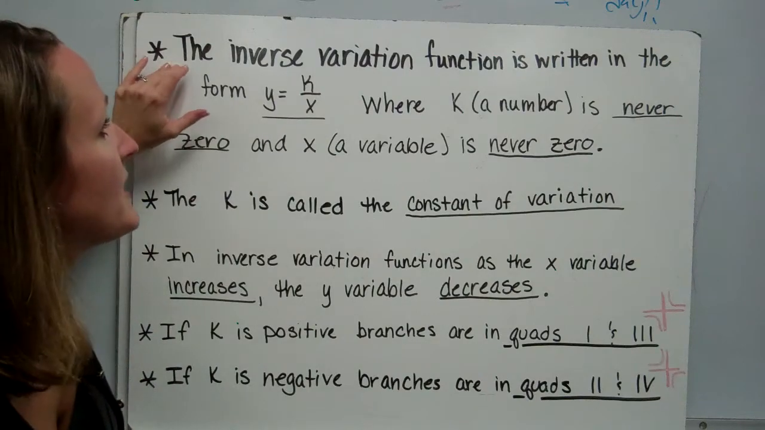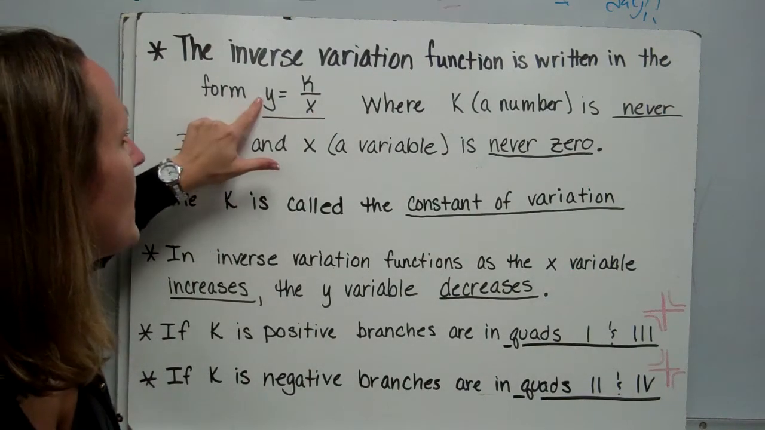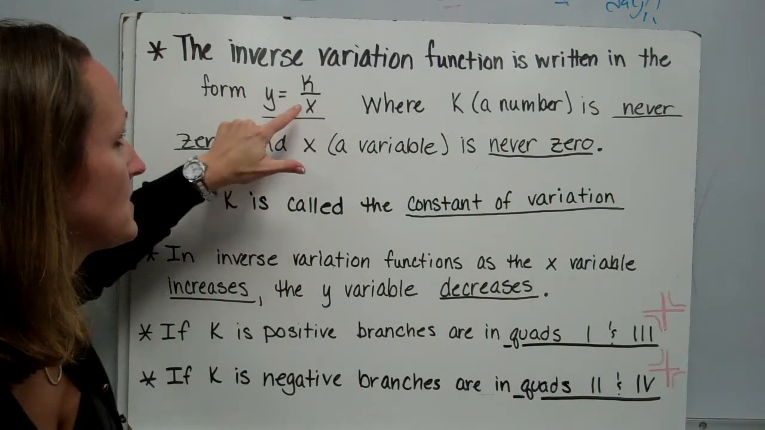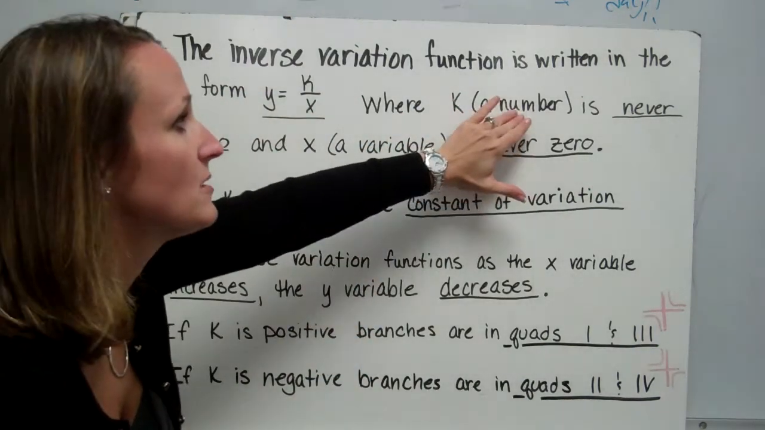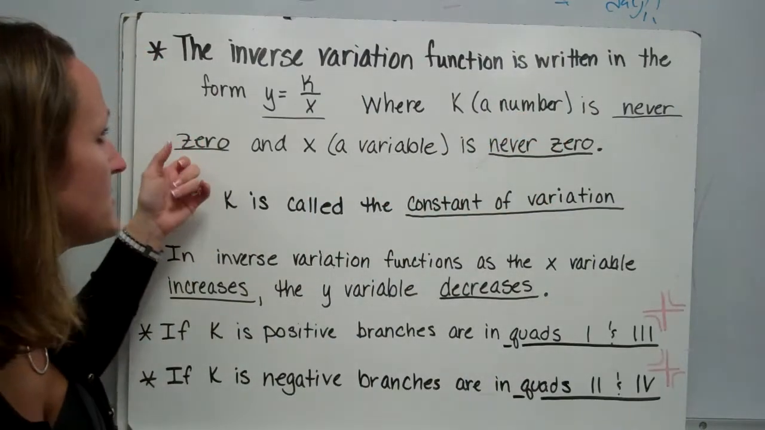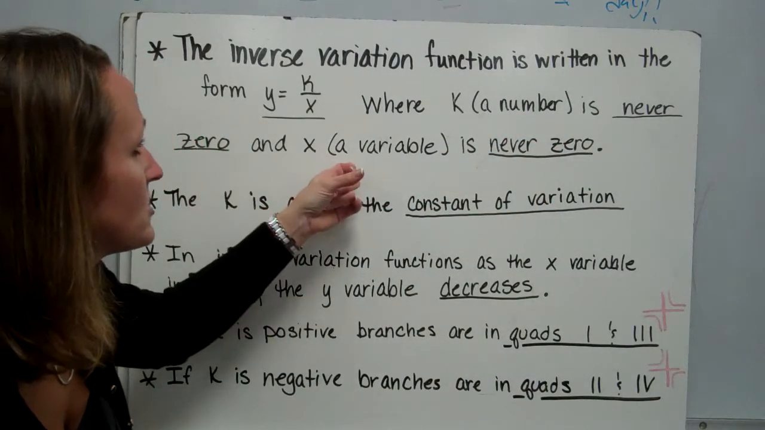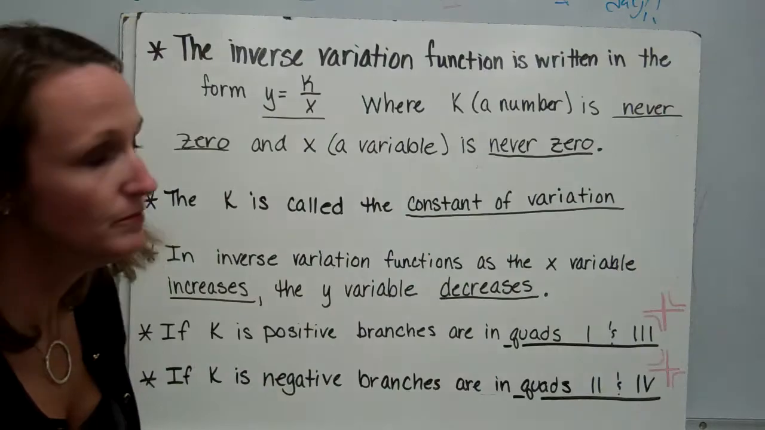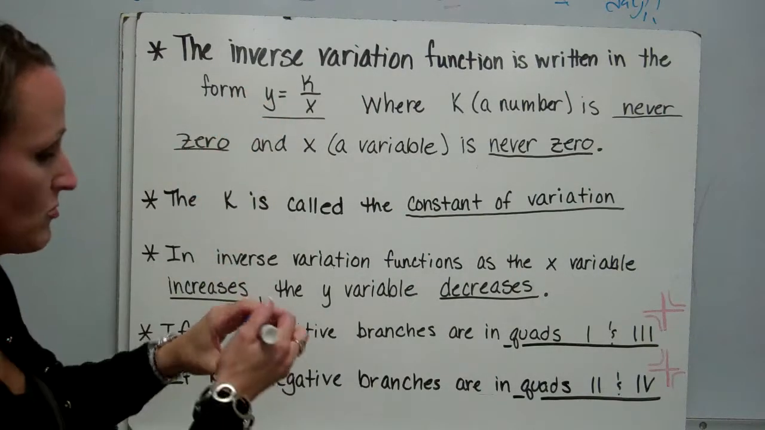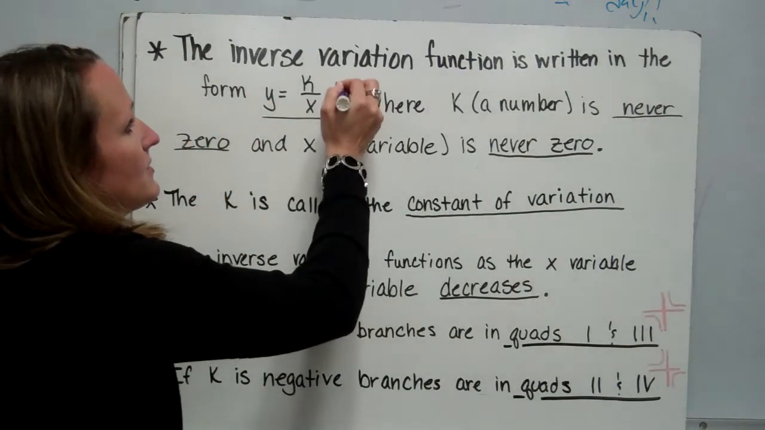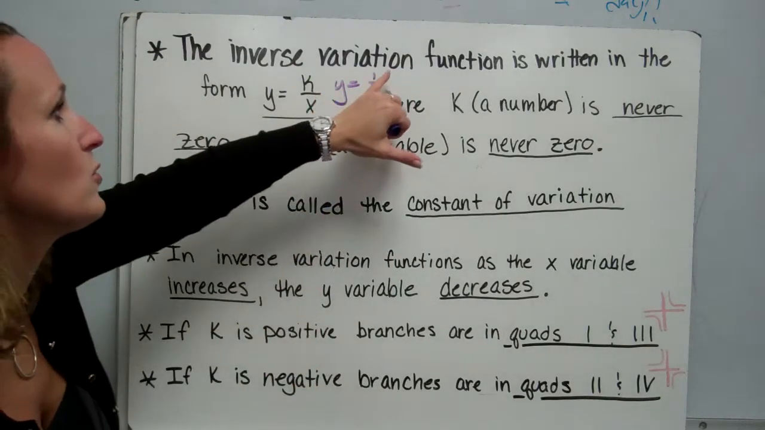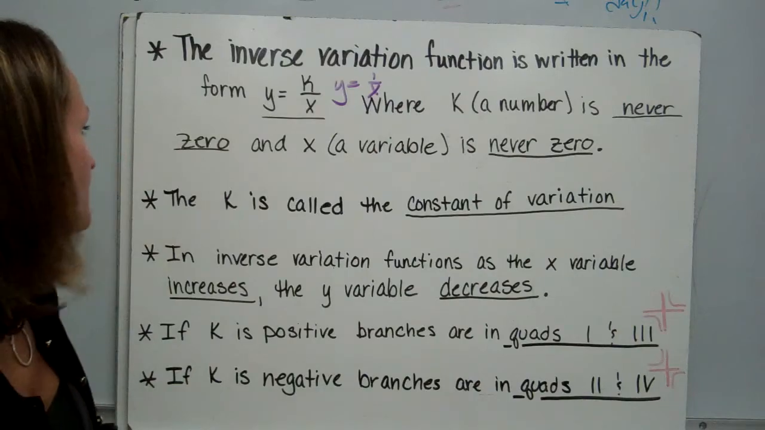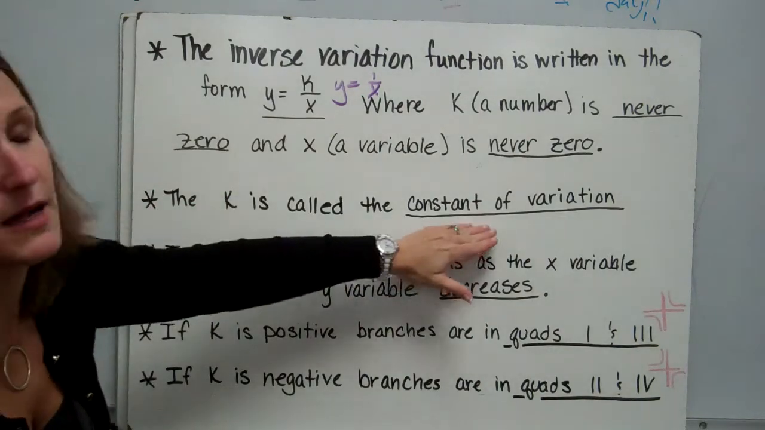So the inverse variation function is written in the form y equals k over x. This is just the generic form, where k, which is going to be a number, is never 0, and x, which is the variable, is never 0. So y equals k over x. Remember on the slide before this, I had it written as y equals 1 over x. I had just substituted in a 1 for that k. The k is called the constant of variation.